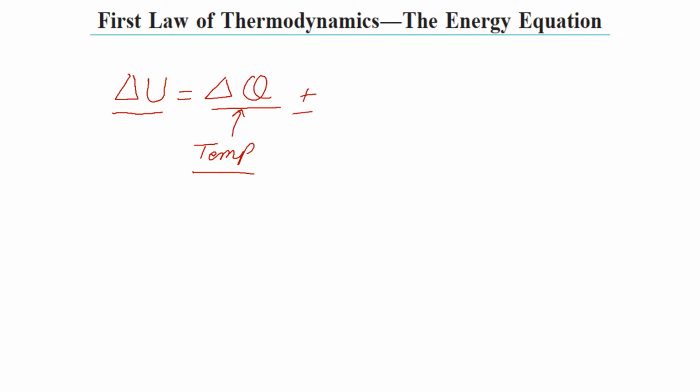plus or minus the work done. That is the work that is done by the system, or the work done on the system. So it can be either plus or minus. We'll get back to the plus minus sign in a little while.